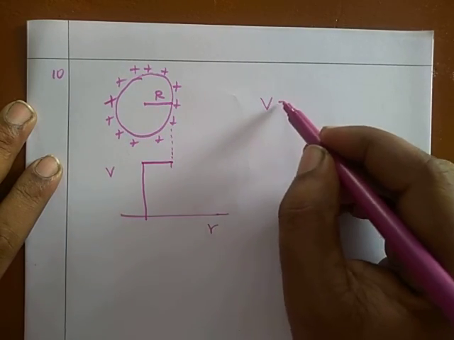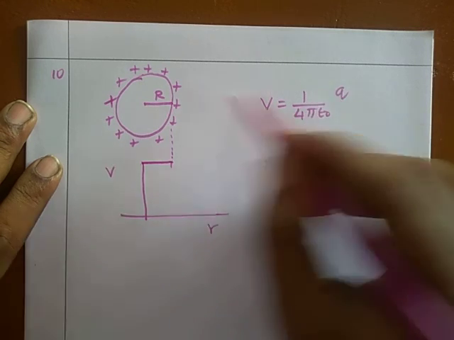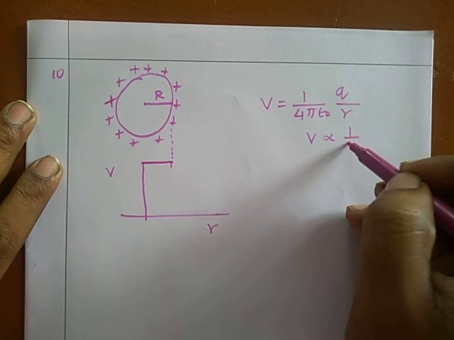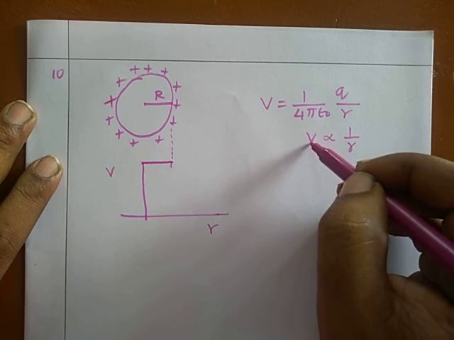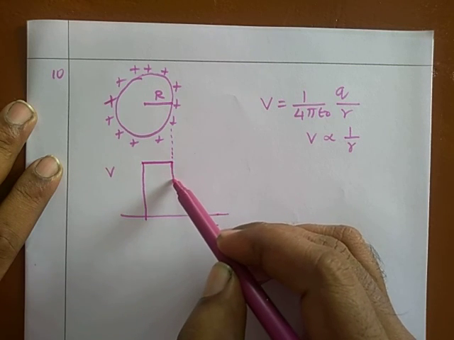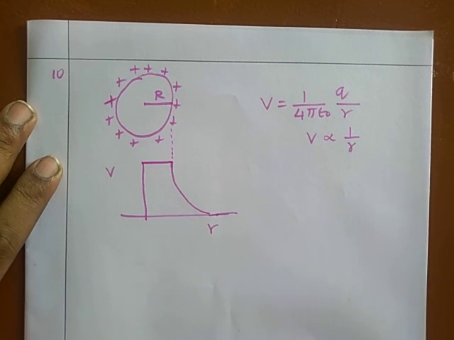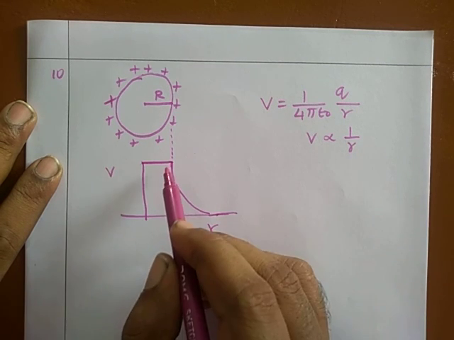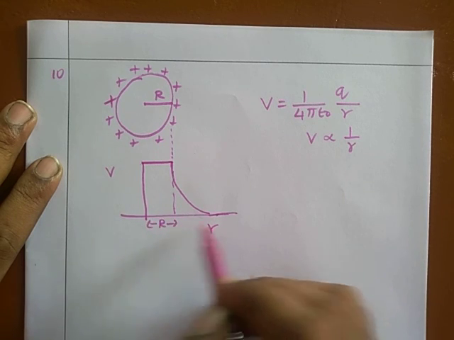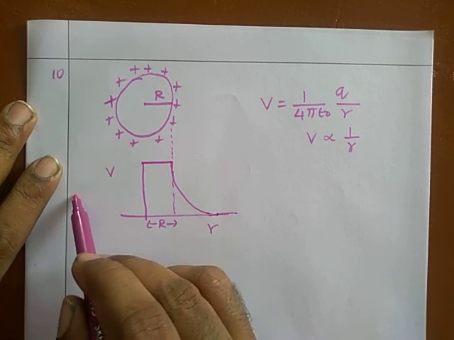We know the potential due to a point charge is V is equal to 1 by 4 pi epsilon naught q by r. V is proportional to 1 by r. If distance increases, potential decreases. So here it will reduce like this. So the answer for this question will be, this is the distance r, the radius. Beyond the radius it will decrease. So the answer is B.